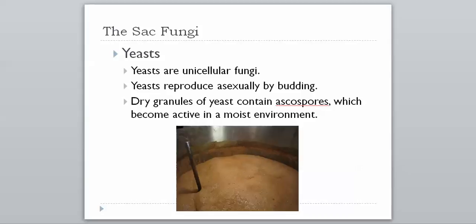These dry granules of yeast contain ascospores, which we mentioned previously, and which become active in a moist environment. This makes sense because a lot of yeast is used in making beer, wine, and bread. When we think of bread, it might not seem moist, but you have to think about what bread looks like when it's just dough. It's pretty moist. So that is the sac fungi and the common molds.